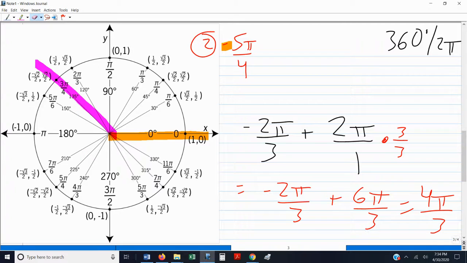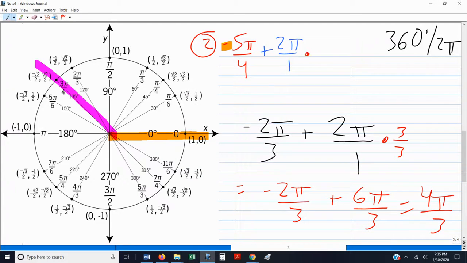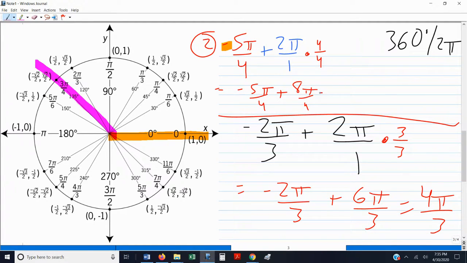If you really dislike that, you can add 2 pi. And this time your common denominator is going to be what? It would be 4. So we multiply by 4 over 4. We get negative 5 pi over 4 plus 8 pi over 4, which is 3 pi over 4. And that's positive 3 pi over 4. So then you just look for where is 3 pi over 4? There it is. Okay, and then the one for you to try is negative 11 pi over 6.